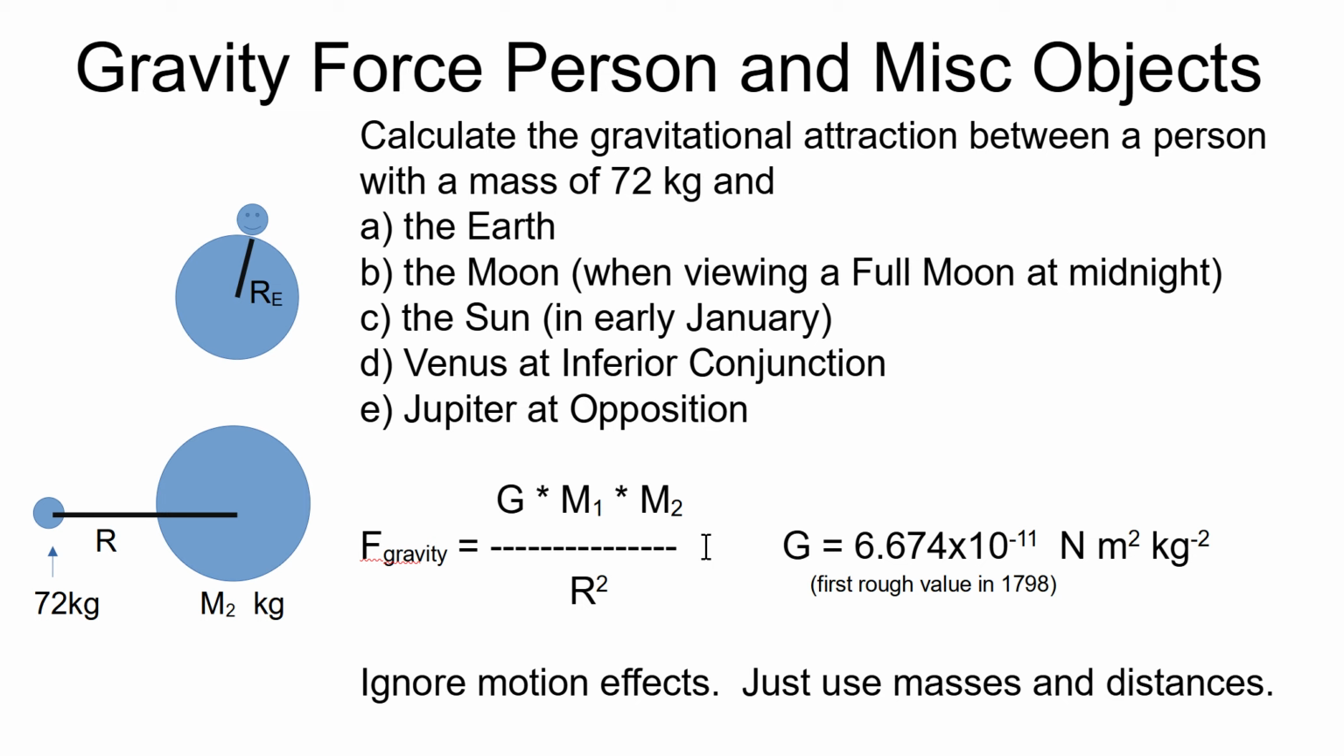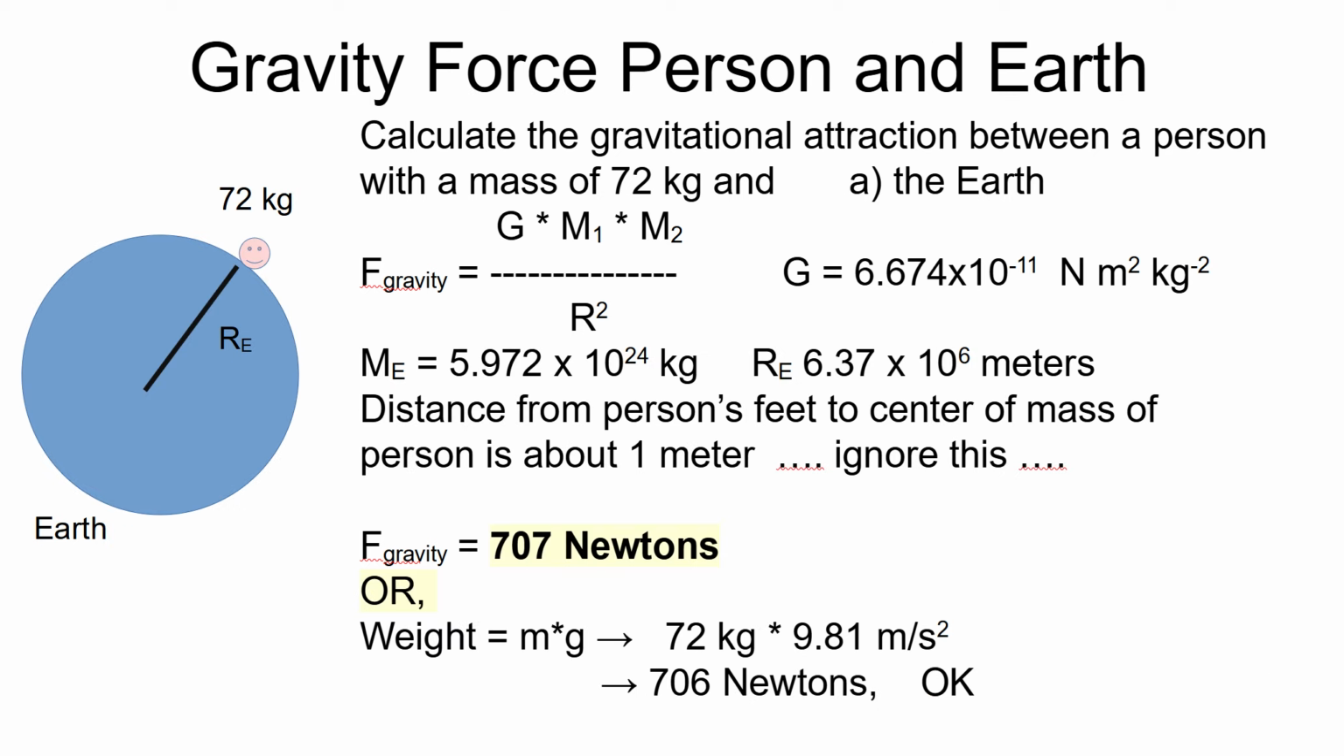The constant of gravitation, this universal constant of gravitation, applies throughout the universe: 6.674 times 10 to the minus 11 in standard metric units, newtons times meters squared divided by kilograms squared. And we're not going to consider any orbital motions or any rotation of objects. We're just going to find the strength of gravity based on the masses involved and the distances involved. So let's go ahead and start this with the Earth.